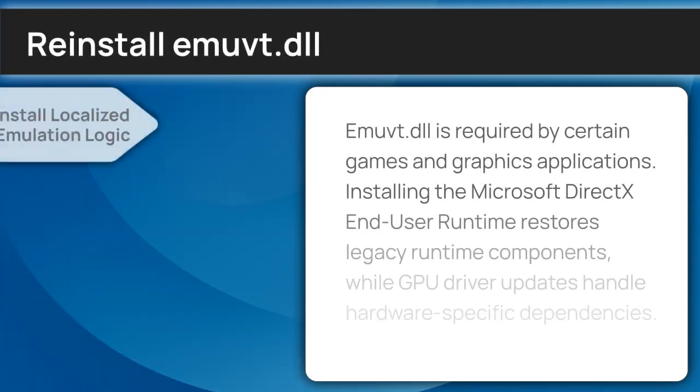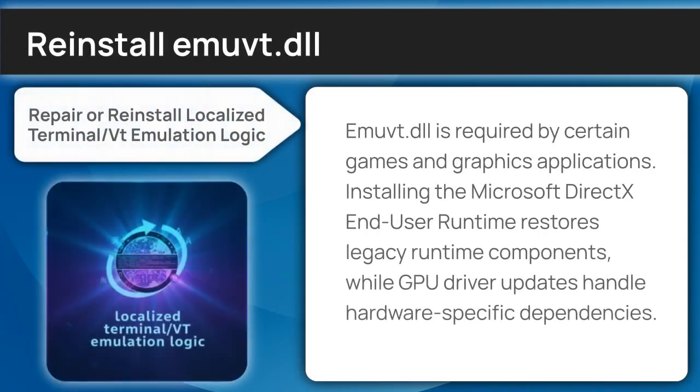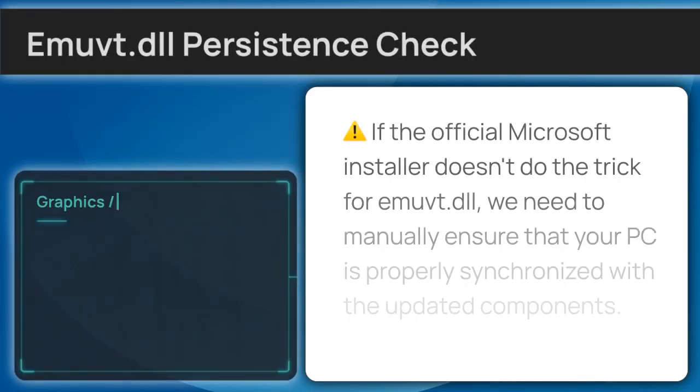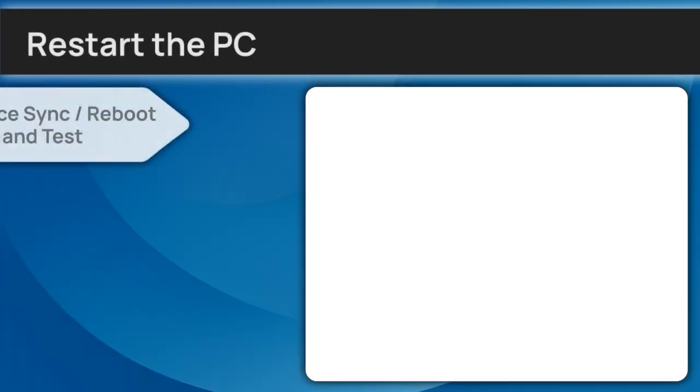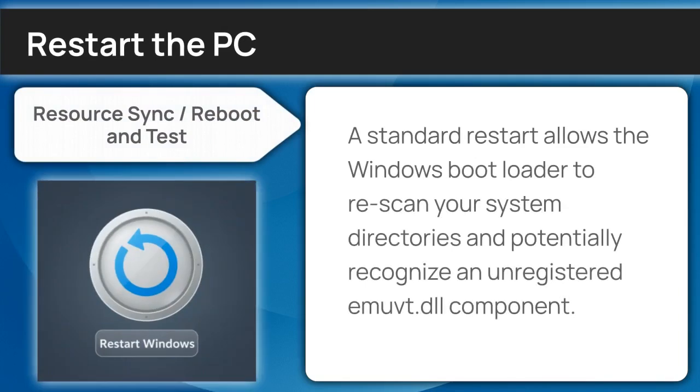Emuvt is required by certain games and graphics applications. Installing the Microsoft DirectX end-user runtime restores legacy runtime components, while GPU driver updates handle hardware-specific dependencies. If no luck was had with the redistributable package, we will escalate the fix by performing a targeted reset of the system state. A standard reboot clears out temporary memory conflicts and gives the Windows loader another chance to properly register the Emulator VT module component during startup.